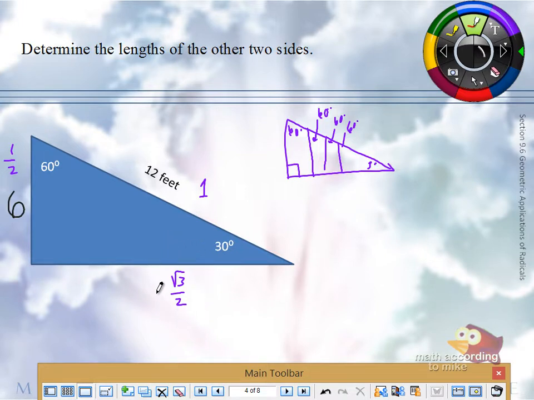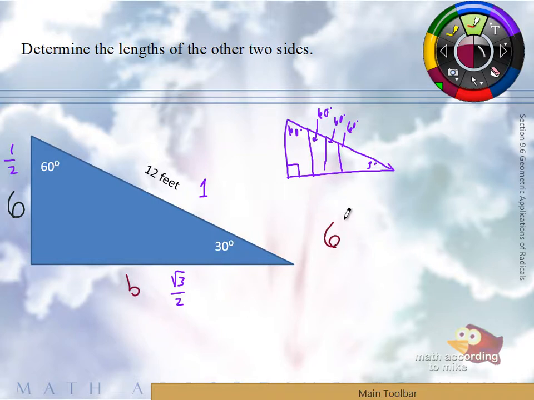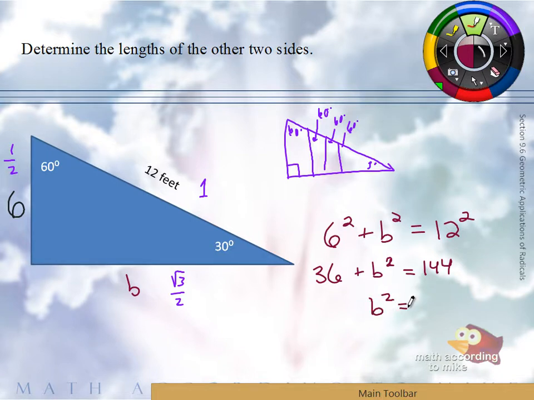Let's use Pythagoras to find this other side, but then we'll compare it to what if you didn't use Pythagoras. So we would have, let's call that B, 6 squared plus B squared equals 12 squared. What is 6 squared? What is 12 squared? Good. Subtracting 36 from both sides, we get B squared equals 108.